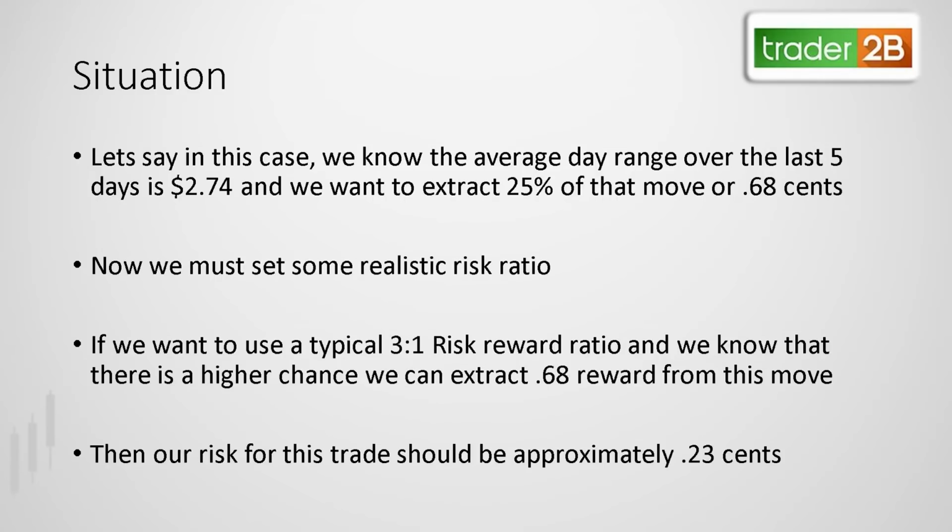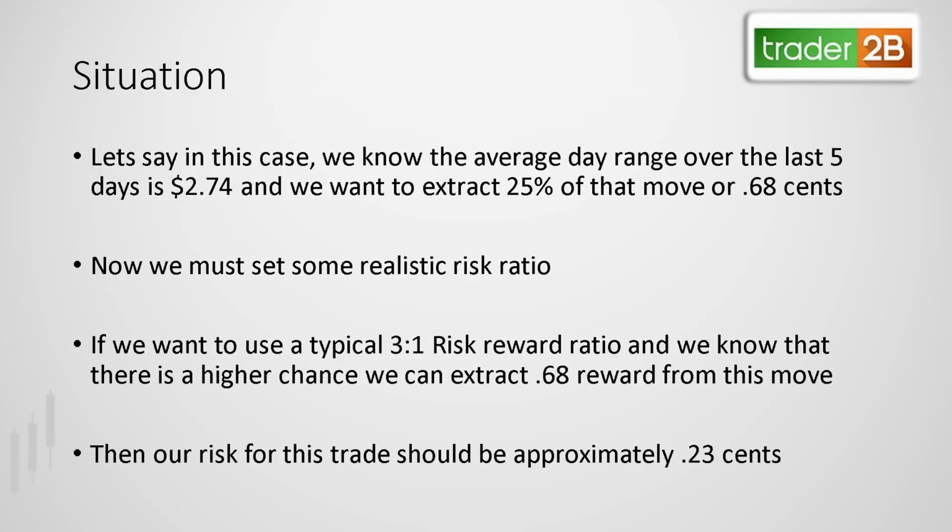the markets. Let's say in this case, we know that the average day range over the last 5 days is $2.74. And we want to extract 25% of that move, which is roughly around 68 cents. Now we have some realistic reward ratios that we want to achieve. But what about our risk ratios?